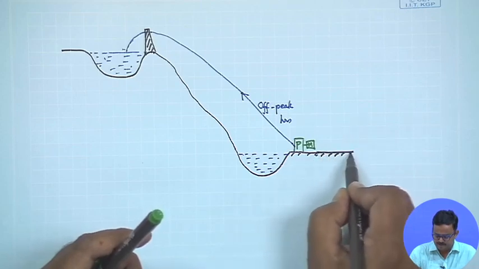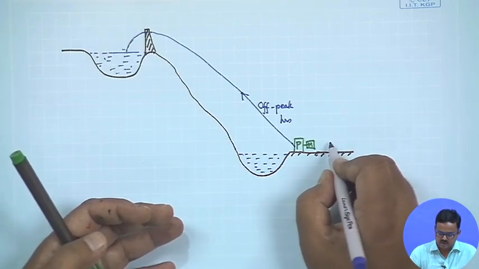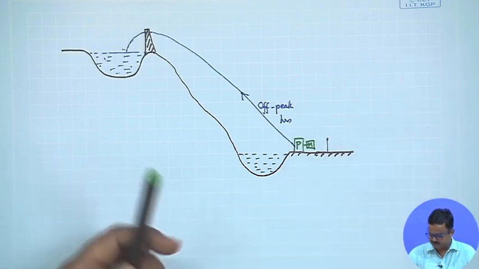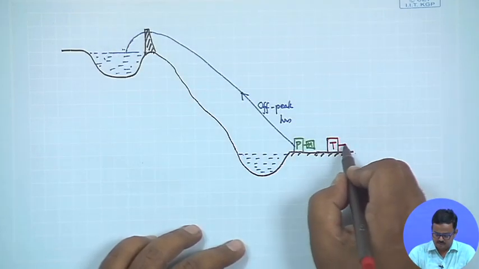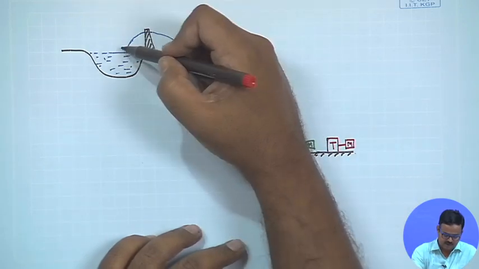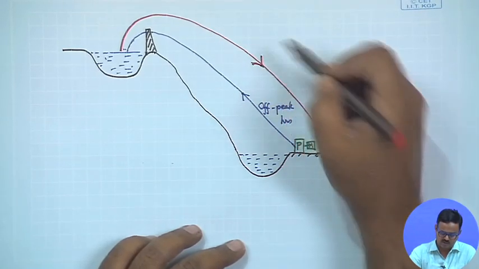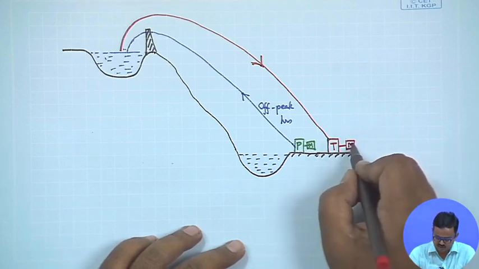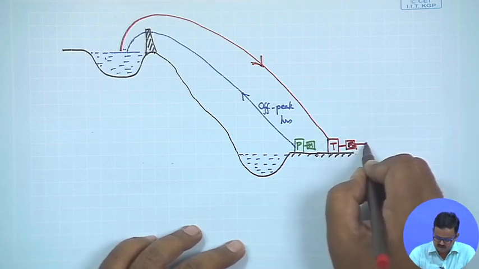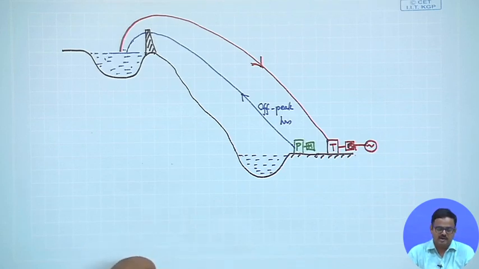Now, what happens during peak hours? The same water which was pumped up will now be brought down. So, let me have a turbine here. This is where I need more energy. So, here also I have a motor, and during peak hours, this water comes down and hits the turbine and rotates it and generates electricity. Sorry, this is not a motor, this is a generator. So, this is the overall concept of pumped hydro energy storage.